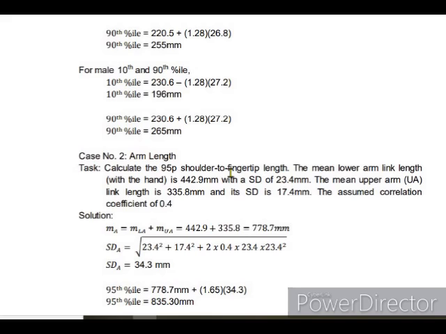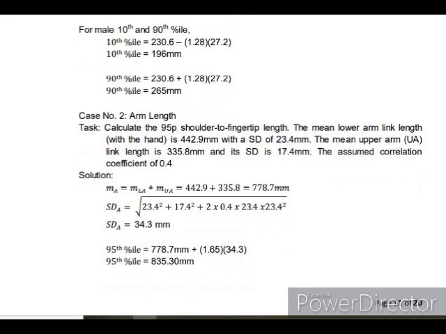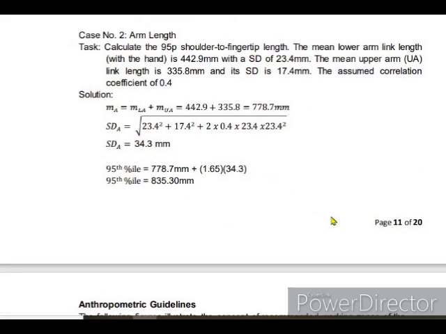Okay, so you have it. Okay, you have those measurements when you are designing waist. Okay, waist measurement for clothes. Okay, next, case 2, arm length. Okay, how do we use the computation in arm length?